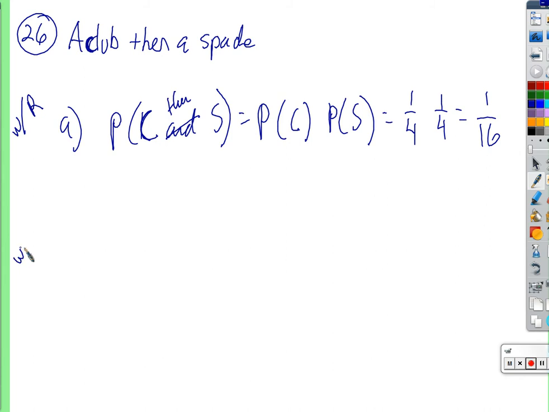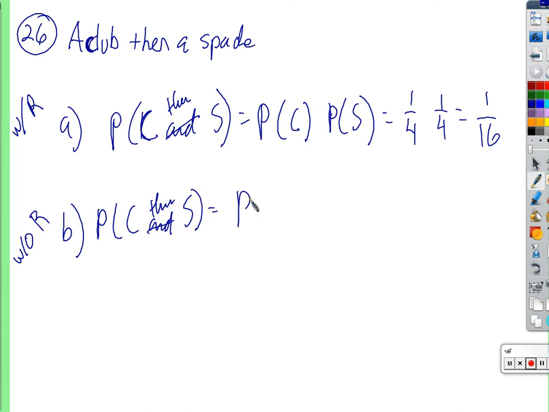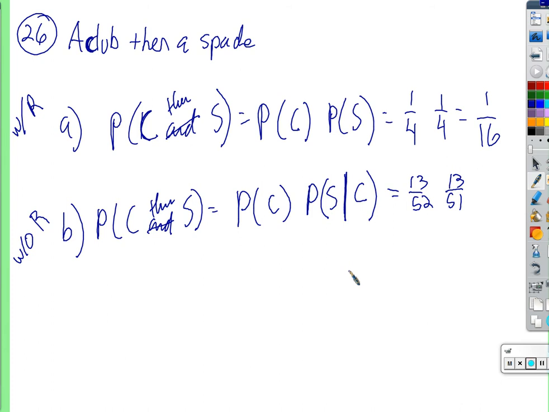But without replacement means we don't put the first card back when we're done with it. What's the probability of a club and then a spade? Without replacement, well, the first card we pick is from a full deck, so it's just the regular probability of pulling a club out of a deck of cards: 13 out of 52. And then the next one will be 13 out of 51. That is the probability we get a spade, given that we've already picked a club. So that's how we read that line: given that we got a club already.